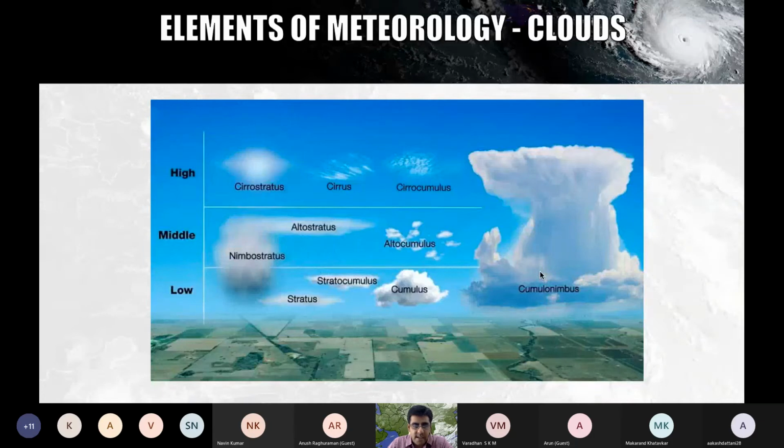Different types of clouds. I think I can skip this. You can take a look at it when you have time. But the important clouds that we look for are the nimbostratus, stratocumulus, stratus, and cumulonimbus. These are the four important clouds, which are the rain-bearing clouds.